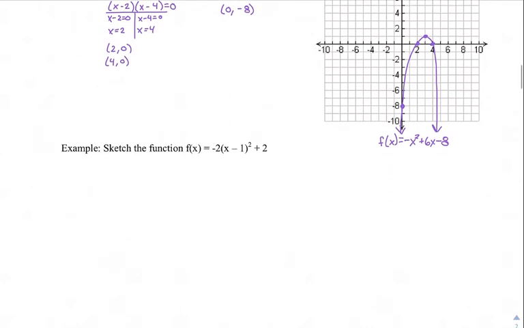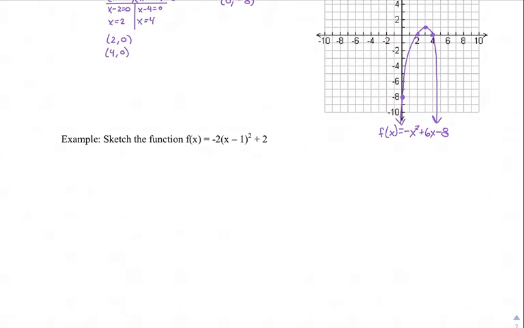So let's try one more. So instead it says sketch the function f of x equals negative 2(x minus 1) squared plus 2. So typically we don't see it in this form. This is called vertex form. So instead I want it in the form ax squared plus bx plus c.